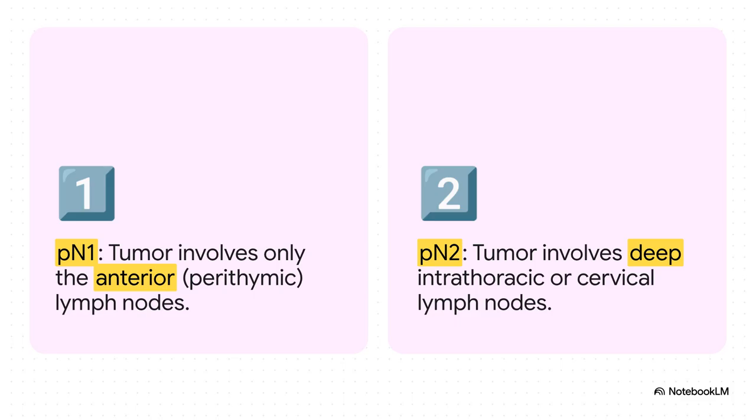Now, the N category. This is refreshingly straightforward, which we love to see, right? Remember those nodal locations we talked about? This is where that pays off. If the tumor is only in those anterior perithymic nodes right next to the thymus, it's pN1. Simple. If it has spread out to the deeper intrathoracic nodes or up into the cervical nodes, it's pN2. It's a simple distinction, but it's vital for prognosis.